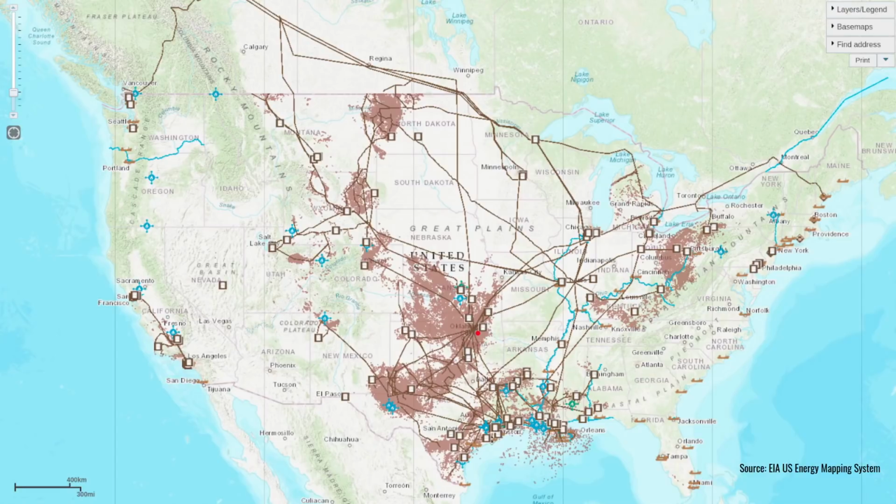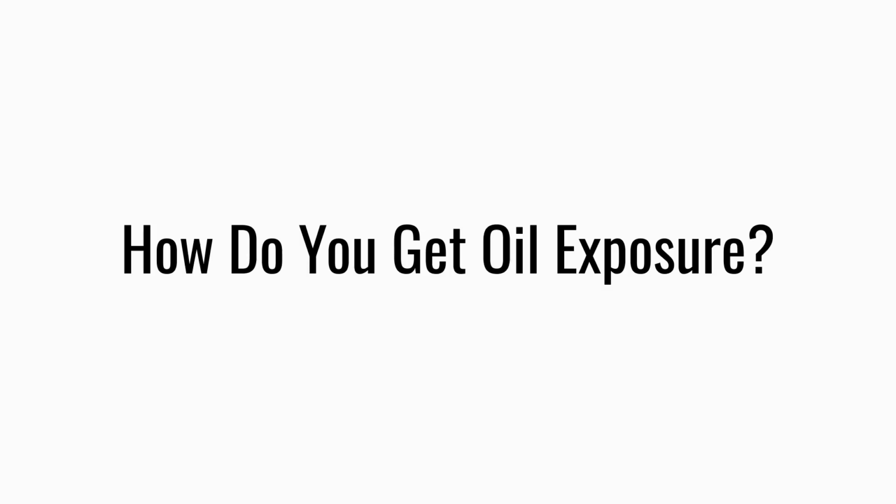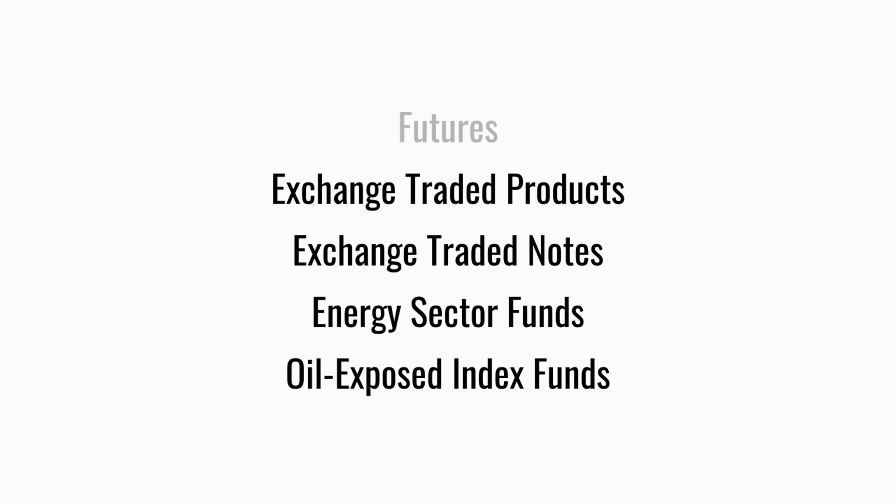In order to be exported, that oil has to be transported down to the Gulf. So how do you actually get exposure to oil if you can't buy futures contracts? Normal investors, or retail investors as we're called, have to get exposure via other means. Probably the most common way is through exchange-traded funds. Although in the case of commodities, of course, they're called exchange-traded commodities.